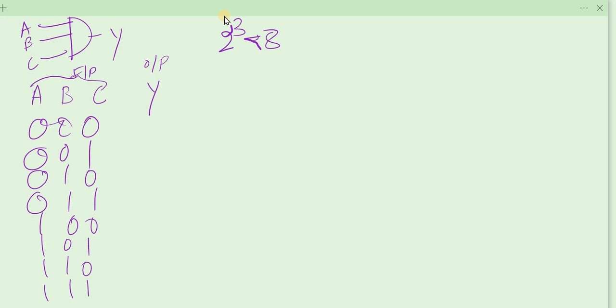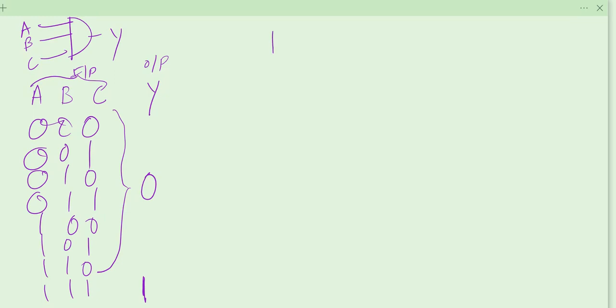Now here in case of the AND gate, if all the inputs are high, then only the output is high. If any one, two or all inputs are 0, the output is 0. So here all the other outputs are 0. This is the output of the AND gate. In case of multiple inputs, if all the inputs are high, then only the output is high. If any input is 0, the output is 0.